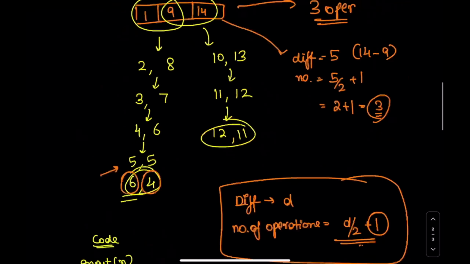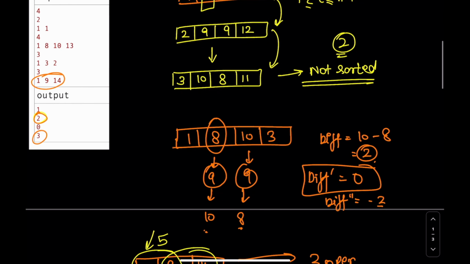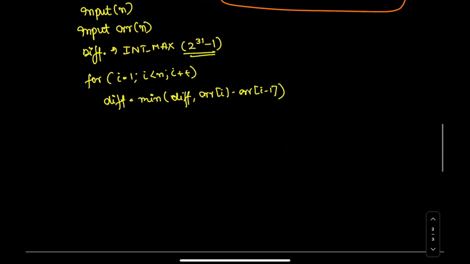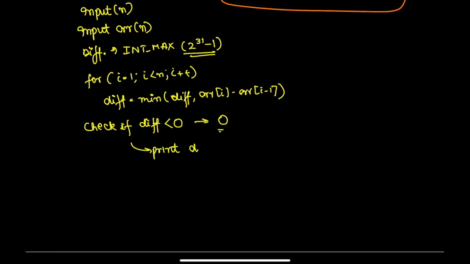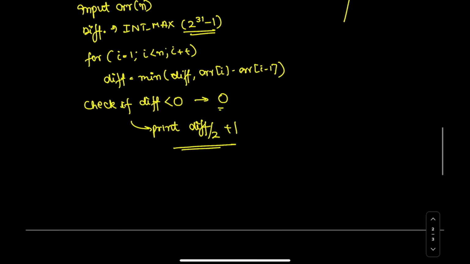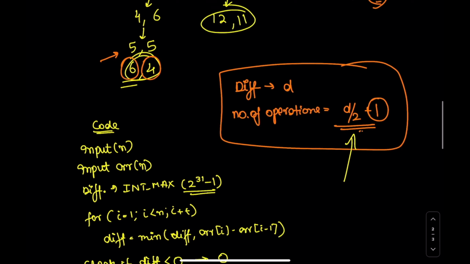So now suppose that we get a negative difference. In this test case, suppose that we get a negative difference, then our answer is 0. That is a special case. Now here we will check if difference is less than 0. If it's less than 0, we'll output 0. Otherwise, we will print difference divided by 2 plus 1. Why this? Because due to this fact. Right. I hope you got the explanation.